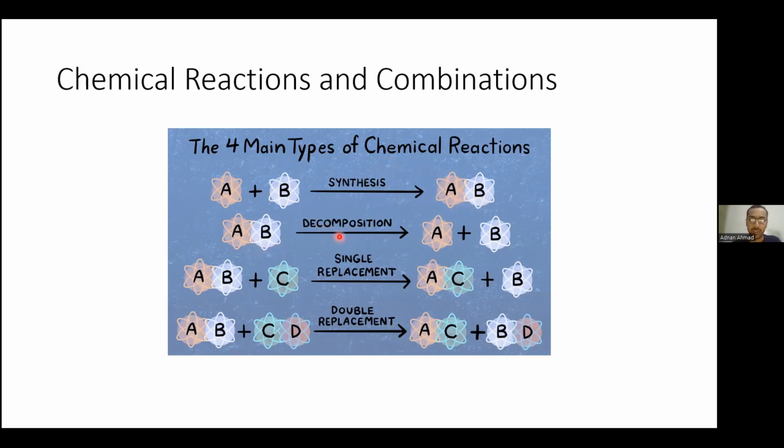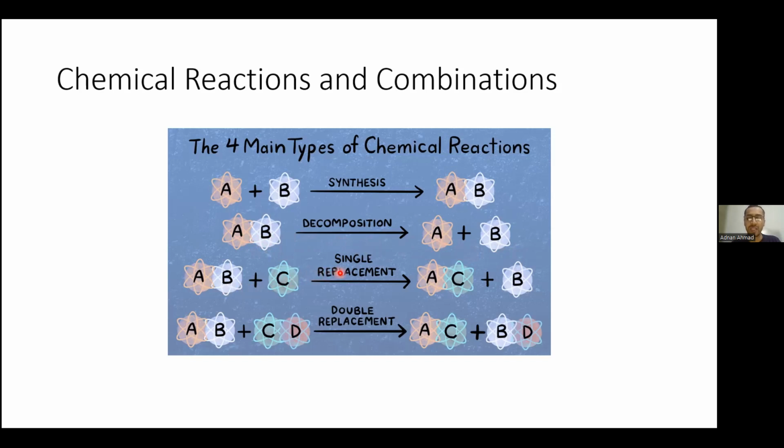So decomposition is the opposite of synthesis. Now we have AB here on the left-hand side as a reactant. And what happens in the decomposition reaction, as I just explained on the previous slide, is that this molecule AB will split into A and B. So this is how the decomposition reaction works.